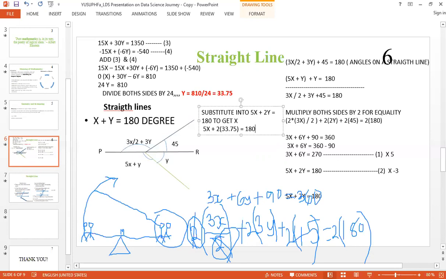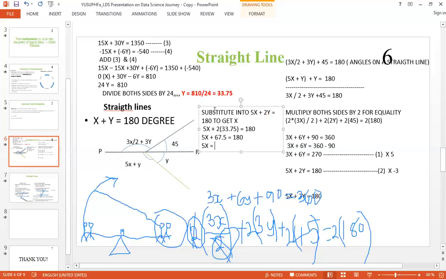You now have 5x plus, now 33.75 multiplied by 2 is going to give you what? 67.5. Are you sure? Yes, 67.5. Okay, that's correct. And that's equal to 180. So that means your 5x is now going to be what?